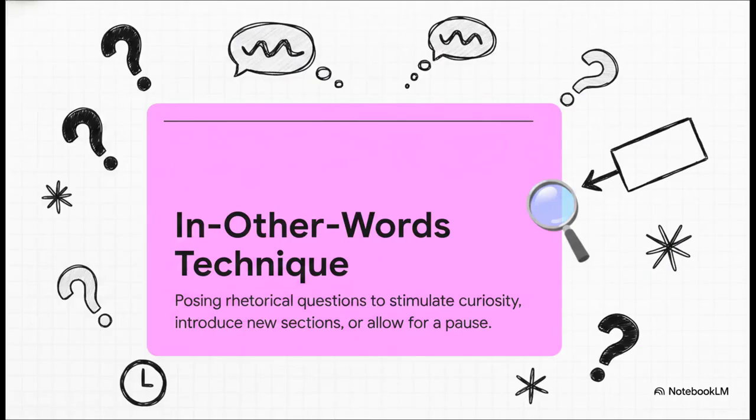The source also highlights this brilliant little counterintuitive trick called the in other words technique. It's basically just posing a rhetorical question directly to the reader. You don't actually want an answer, you're just using the question to spark their curiosity, transition smoothly into a new section, or just give them a mental pause. It's an amazing way to snap their attention back right when they might be drifting off.